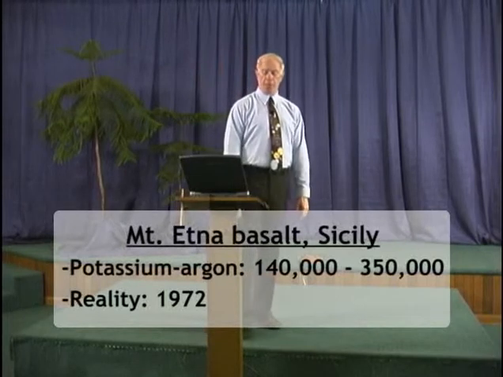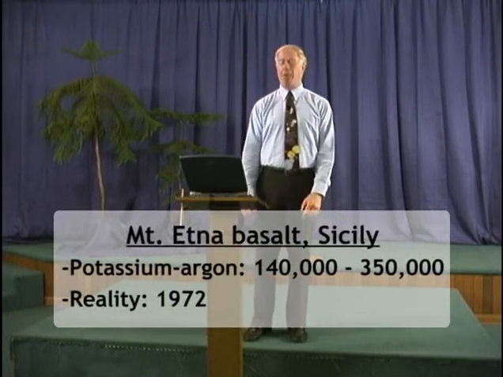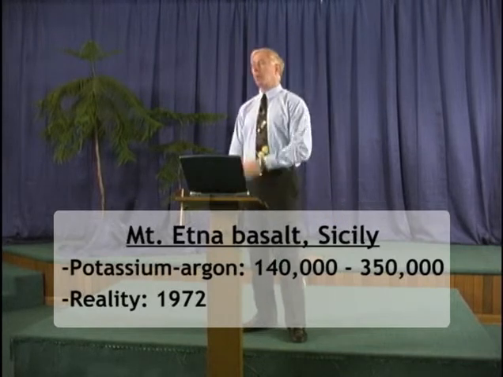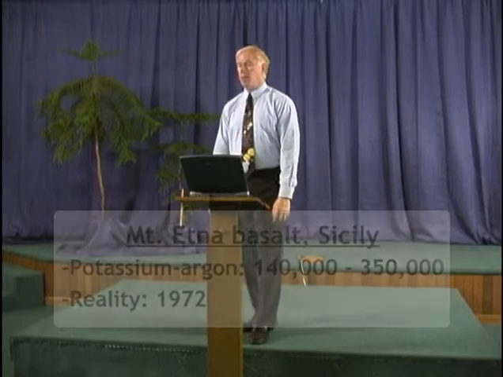Mount Etna, basalts in Sicily. Potassium argon dated these rocks between 140,000 and 350,000 years old. Reality, those rocks were formed in 1972. Again, you have to know your assumptions. You have to take into account the assumptions, because if you don't, all your calculations can be true and your answers can be completely false. And that's what we're finding out with the radioisotope dating.